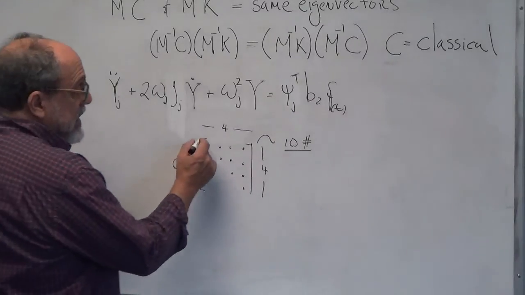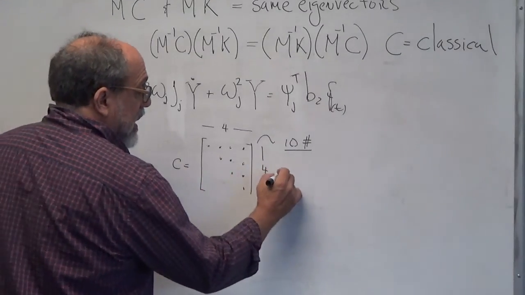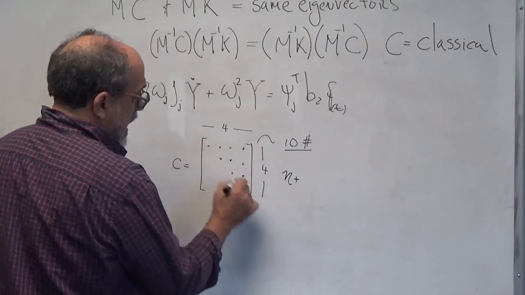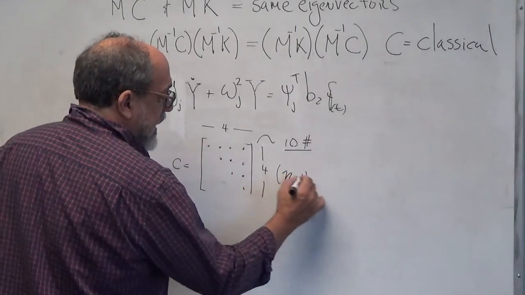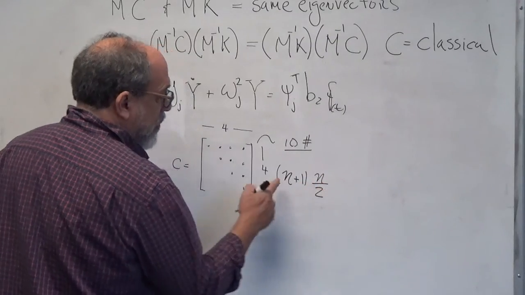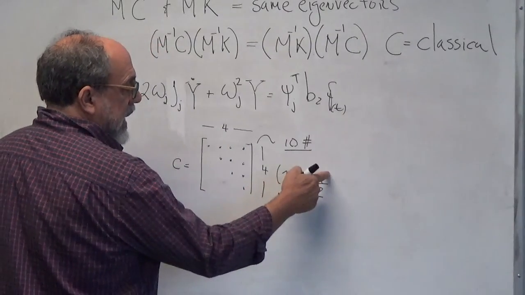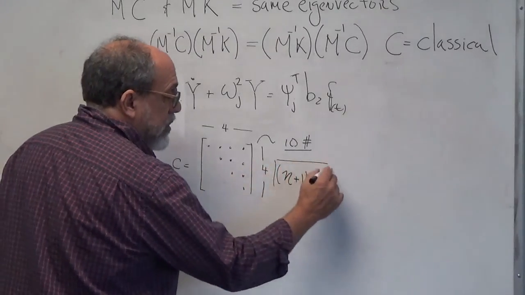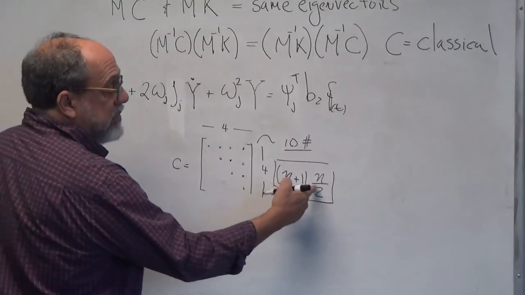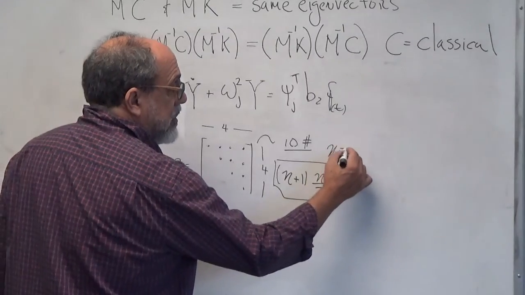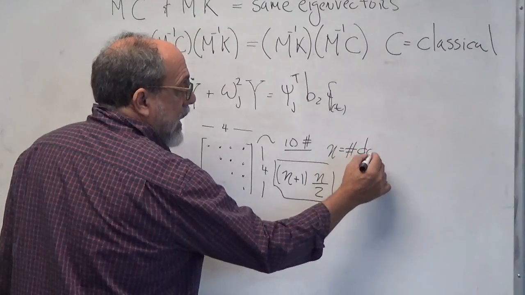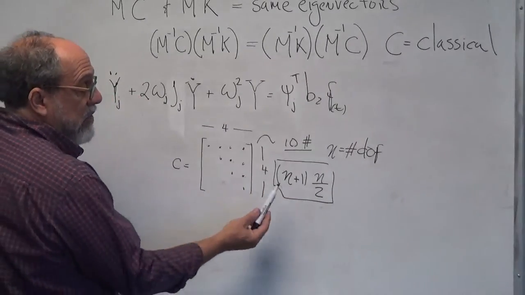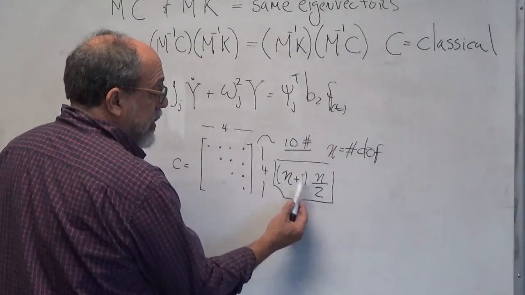In reality, you can see that if this is n, that was 4, but this would be something like n plus 1 times n over 2, right? So for 4 we get 5 times 2 is 10, exactly. So in general it is n plus 1 times n over 2, where n is the number of degrees of freedom, while in the case of the damping ratios, we only need n. So if n was 100, now we're talking about what?